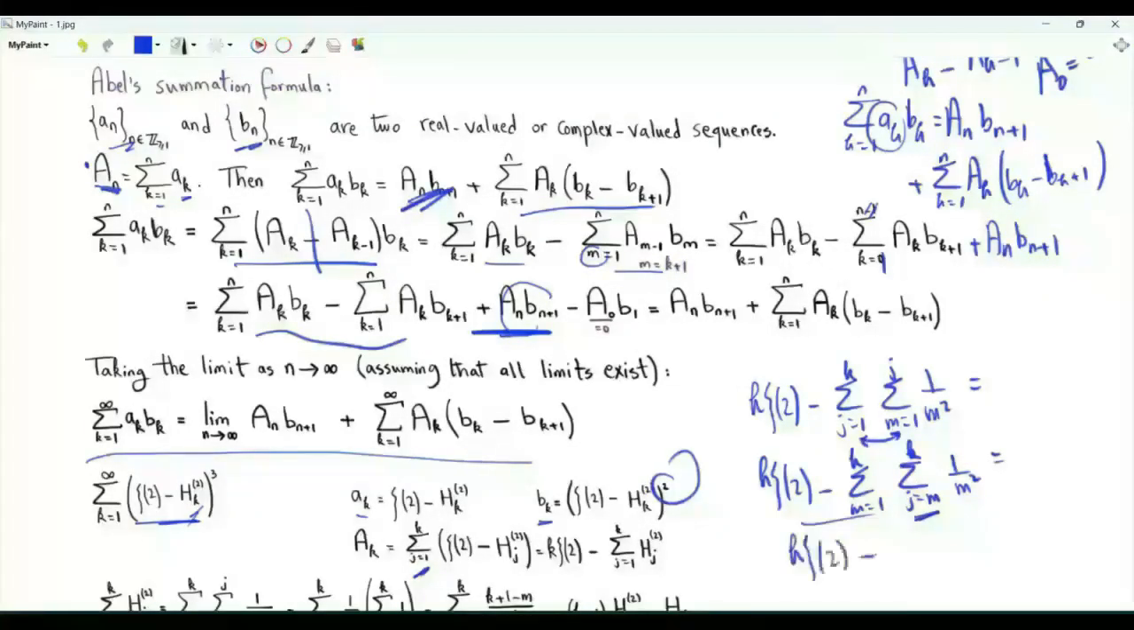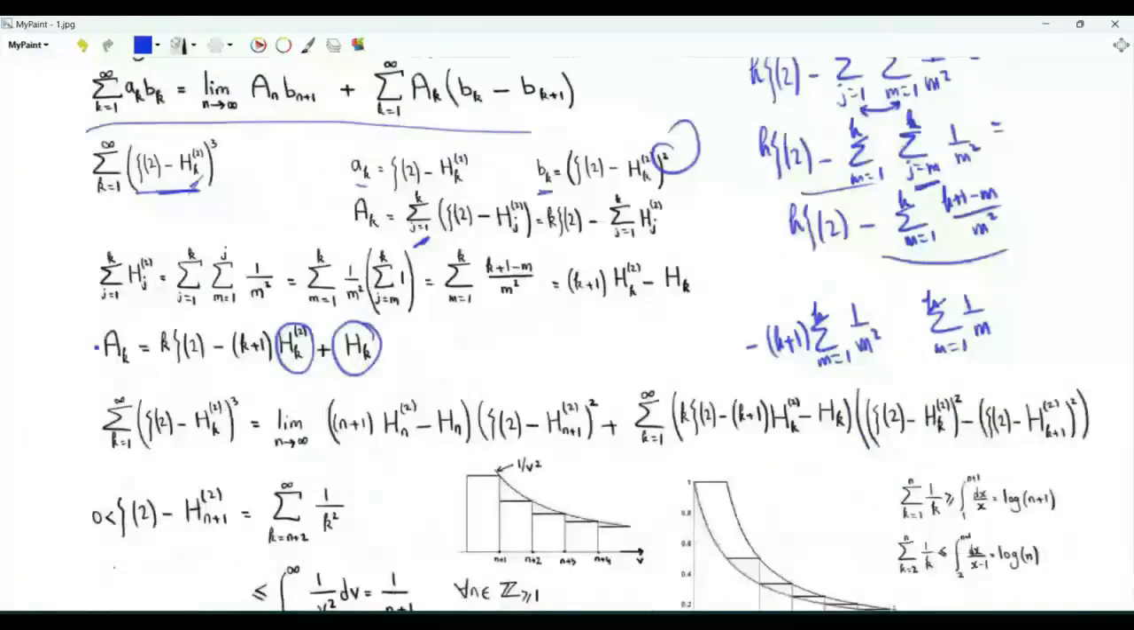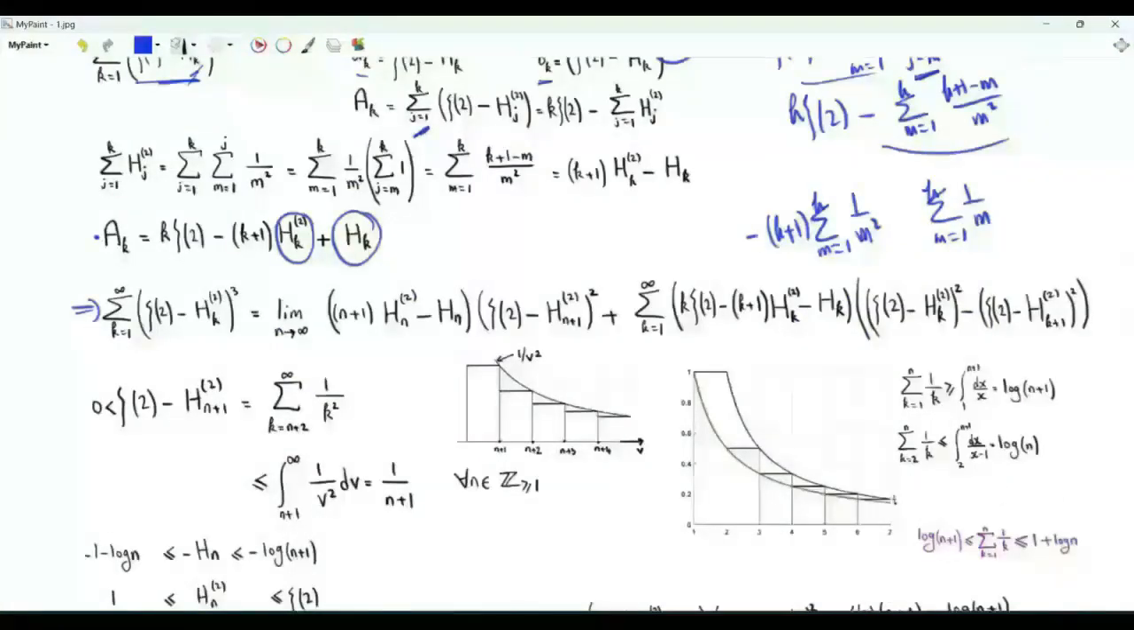So this is equal to k of zeta of 2 minus summation m from 1 to k of k plus 1 minus m over m squared. From here, we obtain summation m from 1 to k of 1 over m. That's h of k, the kth harmonic number. We also get minus k plus 1 summation m from 1 to k, 1 over m squared. This generalized harmonic number. This is big ak. And this is what we get when we apply Abel's summation formula. This is big An, and this is big ak.